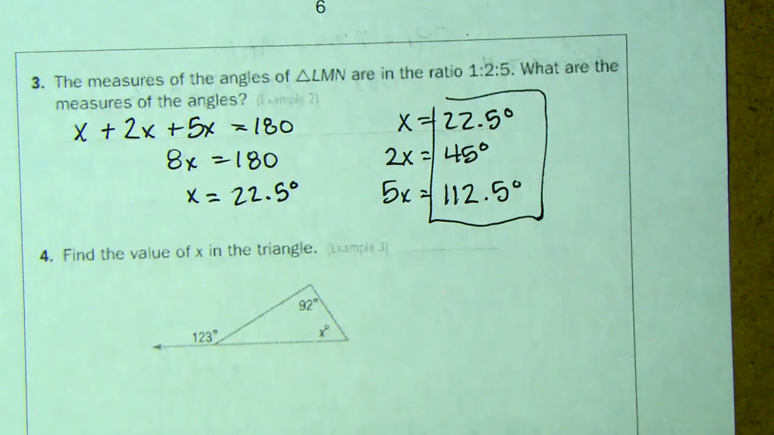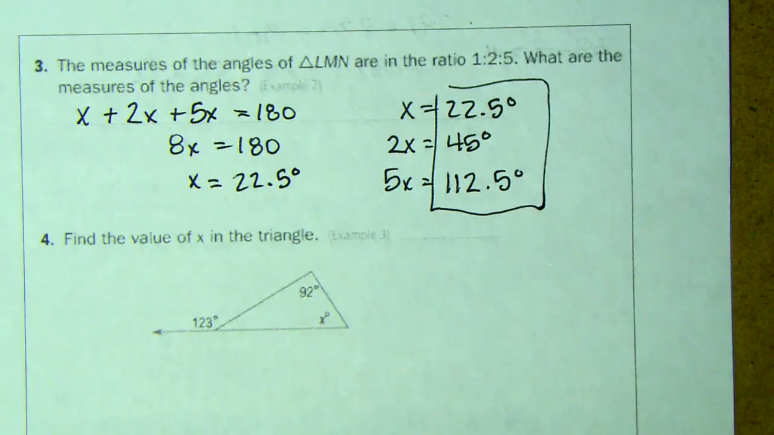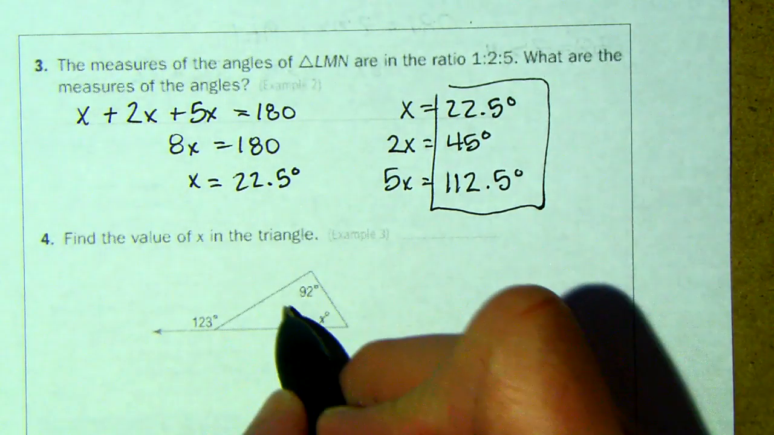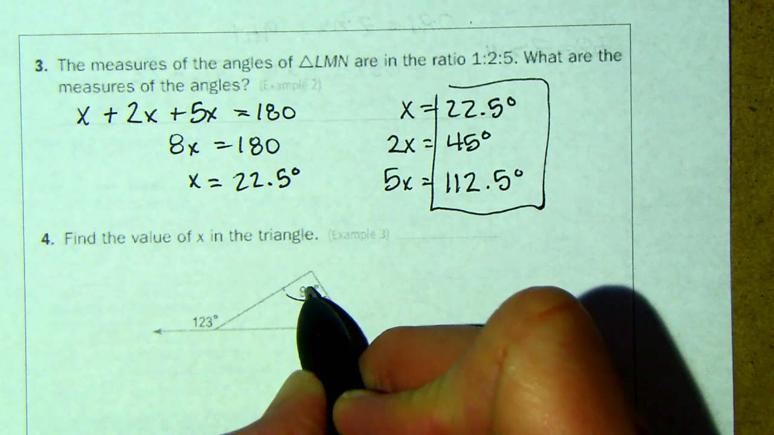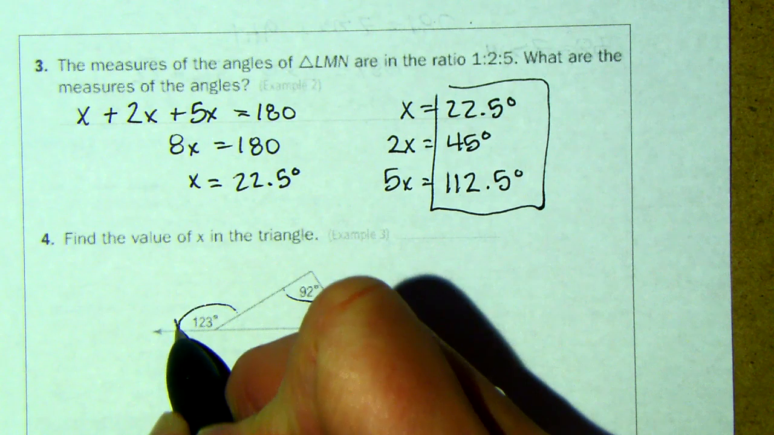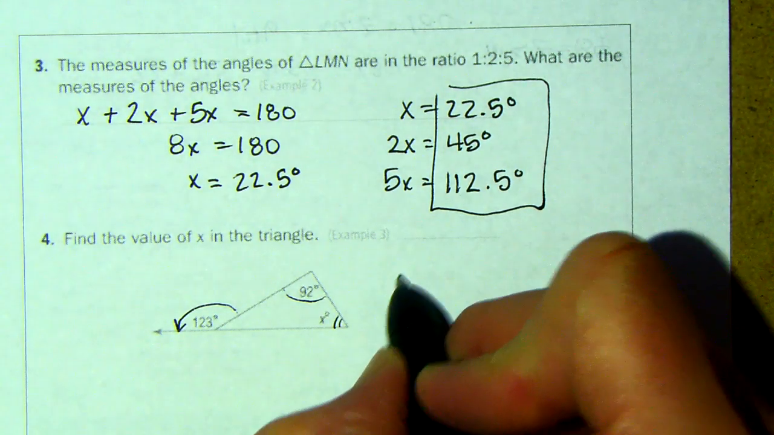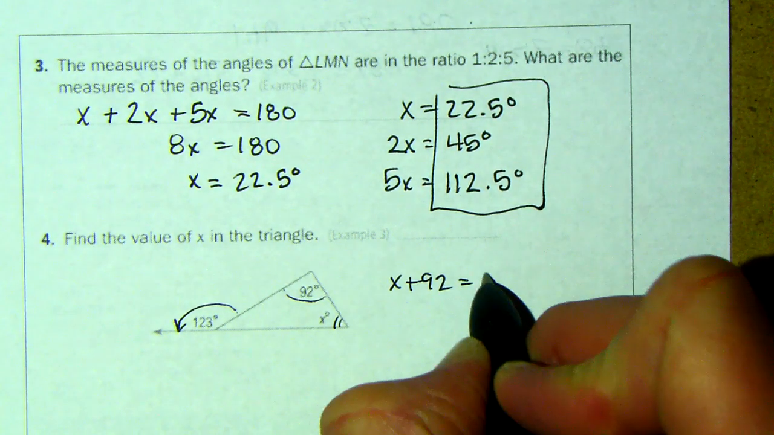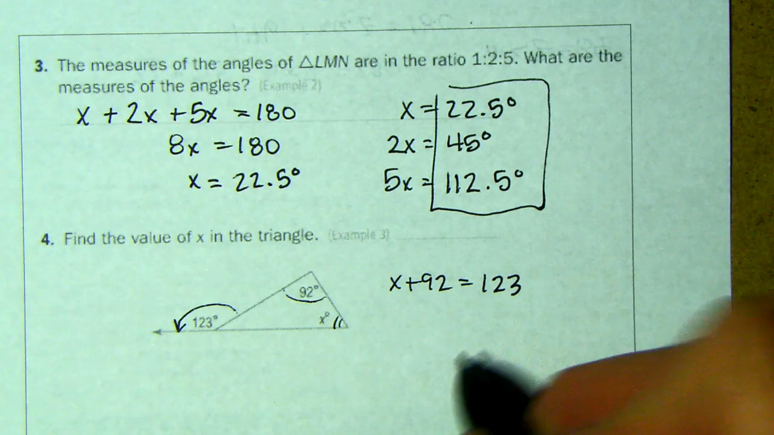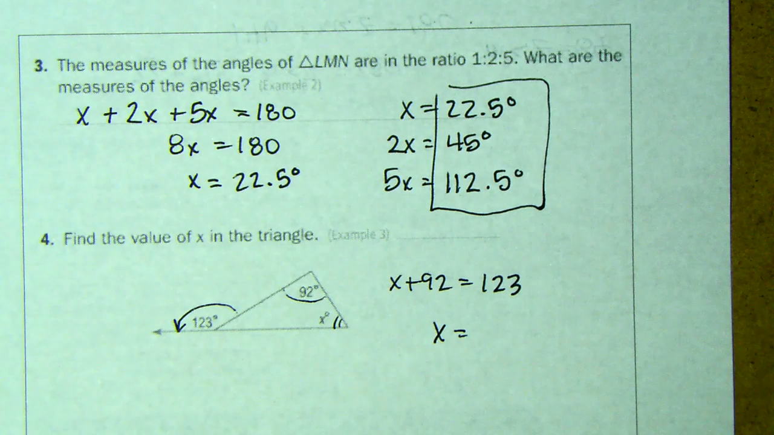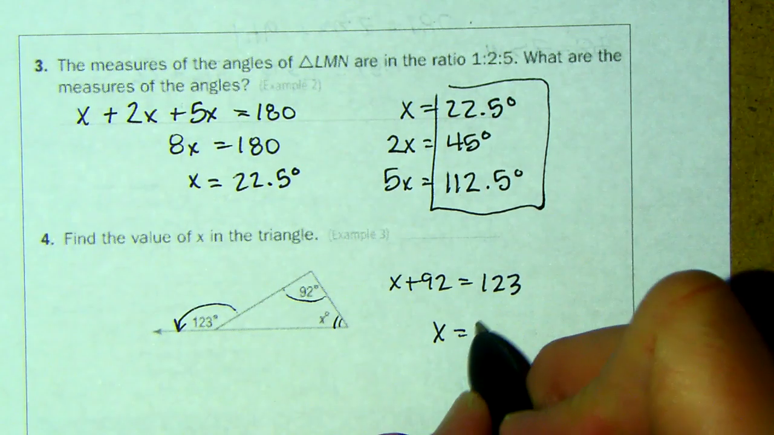And here is our exterior angle question. So remember, the two remote interior angles right here will always have a sum of their exterior angle. In other words, x plus 92 will always equal 123. So it's pretty simple. Just subtract 92, 31 degrees.